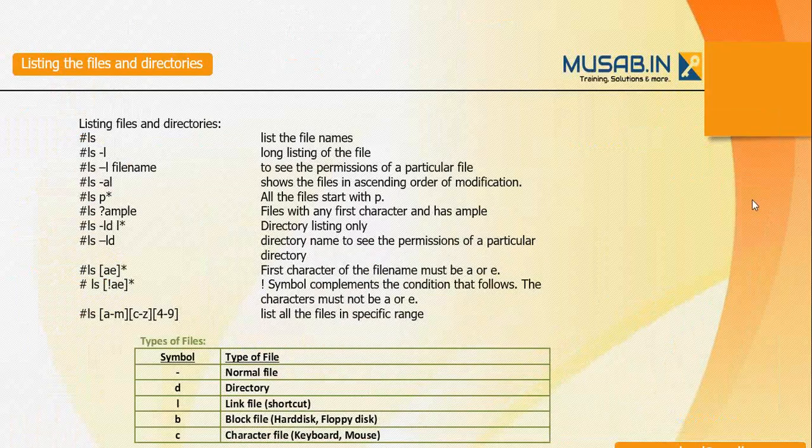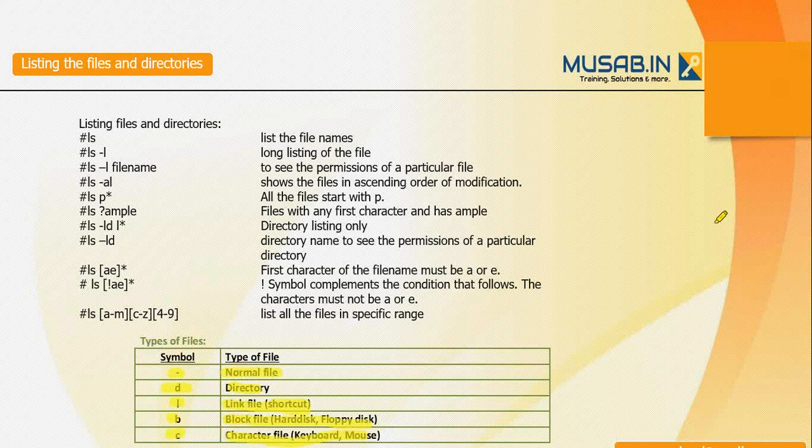If the output is displayed with a hyphen, that means it is a normal file. If it starts with d, it's a directory file. If it starts with l, it's a link file or a shortcut file. If it starts with b, it is a block file, which might be a hard drive, floppy drive, disk, CD-ROM, anything with which you can read and write data. If it shows c, that means it is a character file, like a keyboard, mouse, etc.